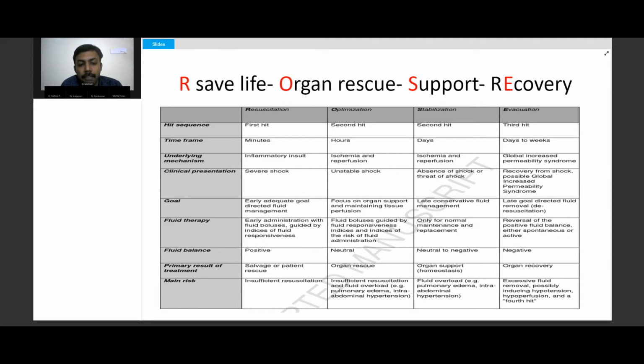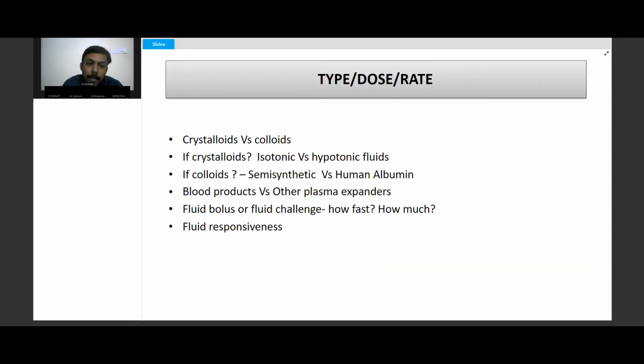The risk in the first phase is insufficient resuscitation if we underdo. And in the later phases, what if we overdo? So, coming to the type, dose, and rate of fluids: do we give crystalloids or colloids, isotonic, hypotonic or hypertonic fluids, synthetic colloids or human albumin? When to give blood products or other plasma expanders, what is the role of fluid bolus, how fast to give, how much to give, and fluid responsiveness, which I will try to answer in the next 10 to 15 minutes.